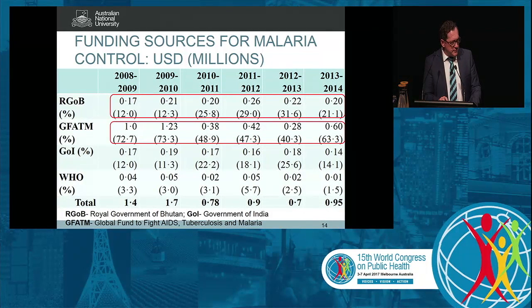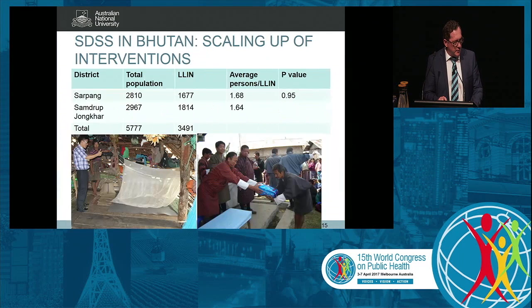to fight AIDS, tuberculosis, and malaria, and this fluctuates annually because of the different rounds of Global Fund funding and the intermittent delivery of interventions like bed nets. But also the government of India is a major contributor, providing almost as much funding as the government of Bhutan for their malaria elimination activities, which suggests that there might be some issues around sustainability, particularly if Global Fund funding stops, for example. And that would be an issue moving forward.